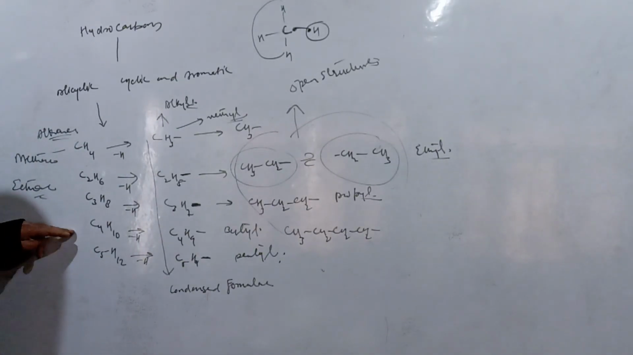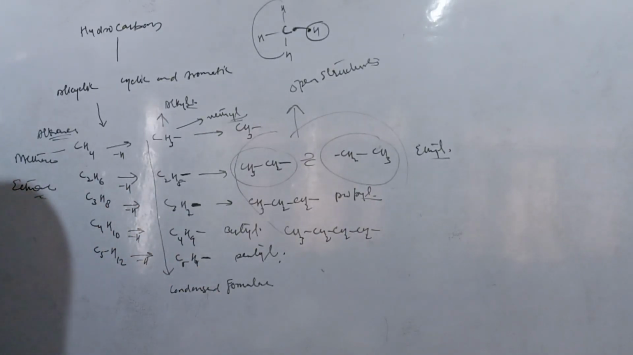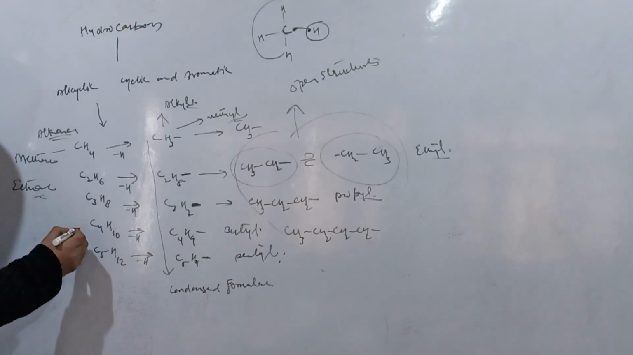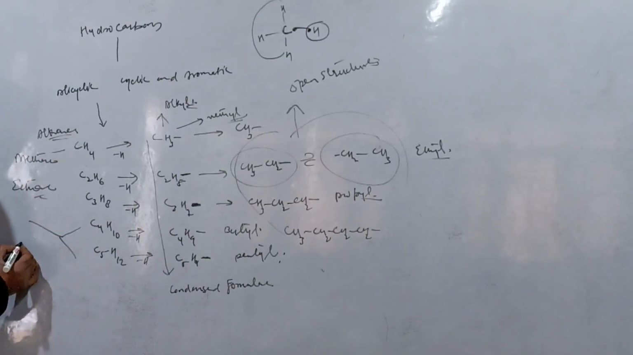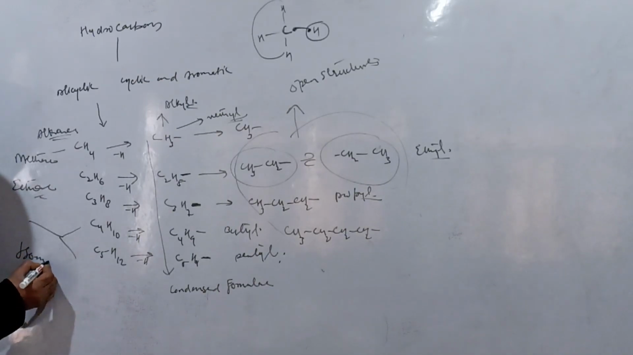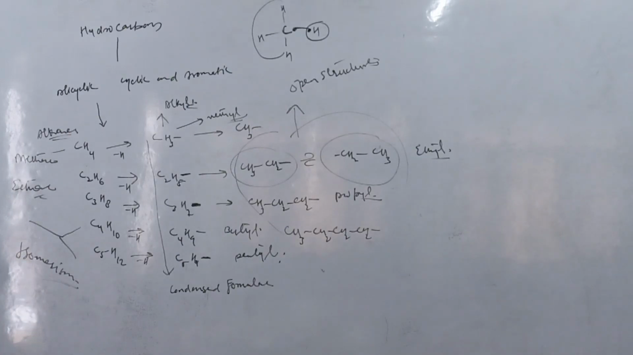But from the butane molecule, that is, butyl, there arises another discussion, which is called isomerism, and that will be discussed in our next lecture.